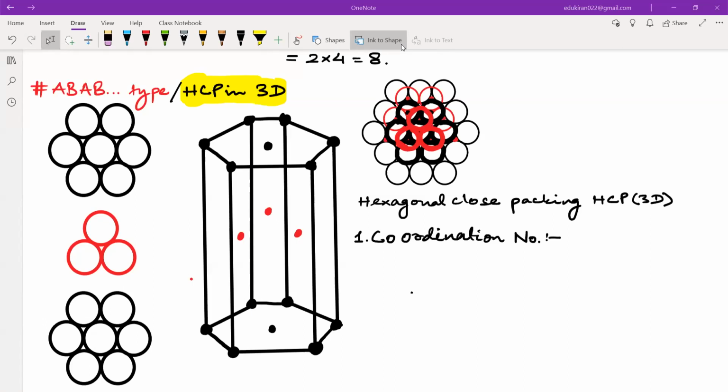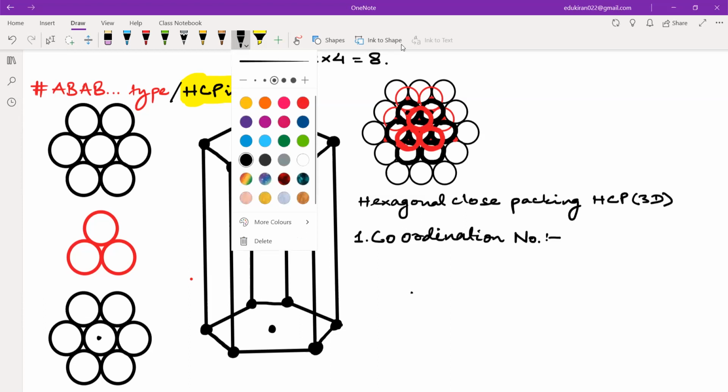Now let us look at the coordination number. Okay. Let us look at the coordination number. Fine. So for coordination number, what I want you to do is to focus on this black atom. Okay. Look at the unit cell, this black atom. Now you can locate this black atom in this packing also, right? Yes or no? Yes, ये वाला है ना?